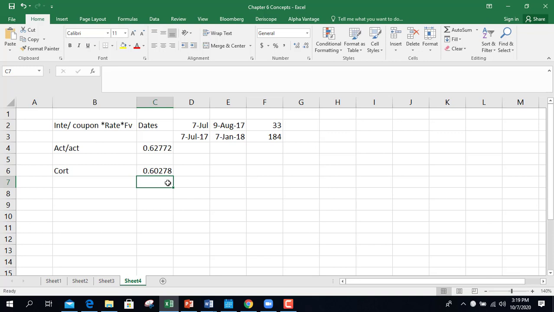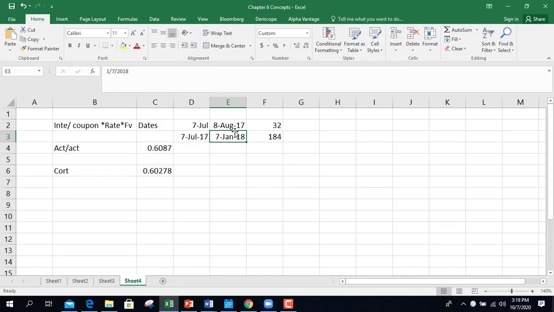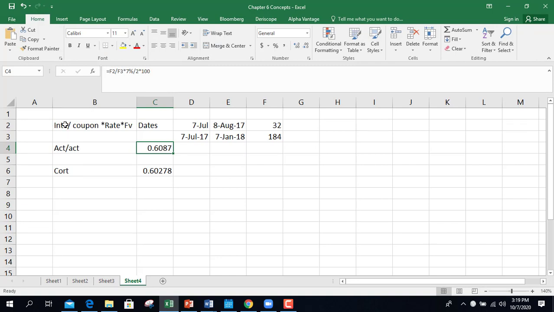So 0.6027, and this should be 8th August, not 7th August. So 7th July to 8th August is 32 days, total days 184. If it was a treasury bond, it will pay an interest of 0.6087. If it is a corporate bond, it will pay an interest of 0.6027. So always remember which bond is given, and use this formula: interest period divided by coupon period into rate into face value.